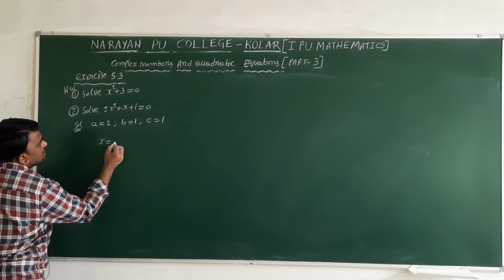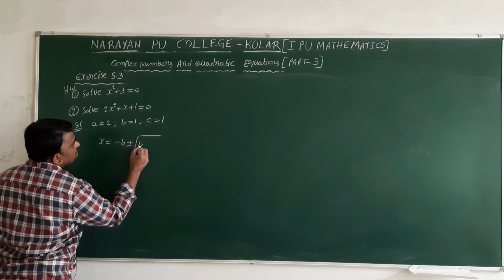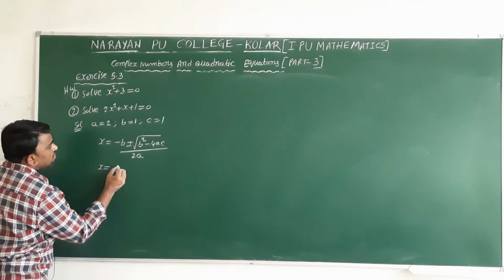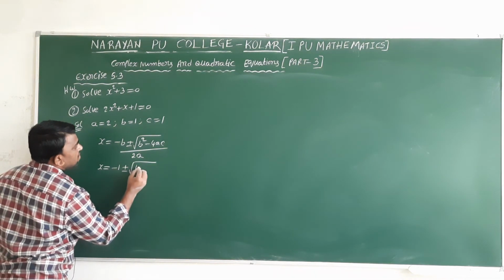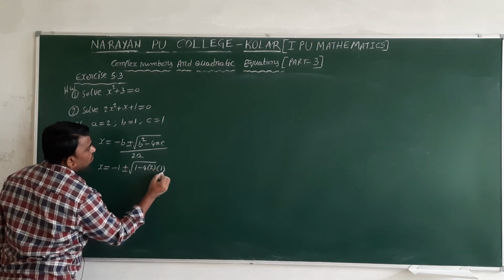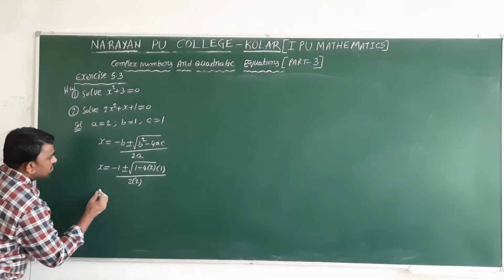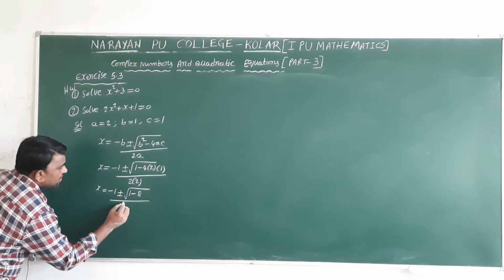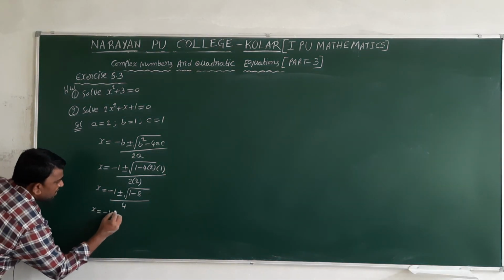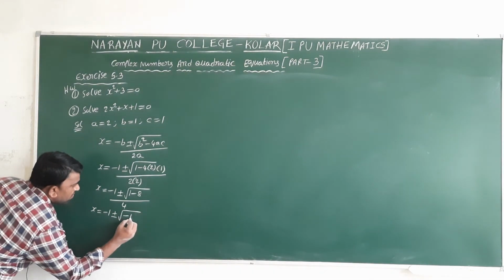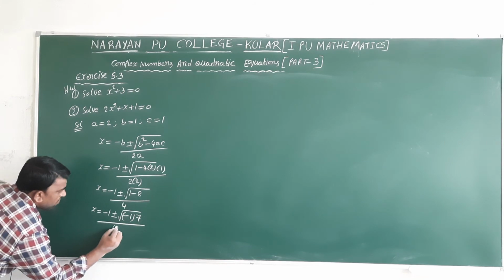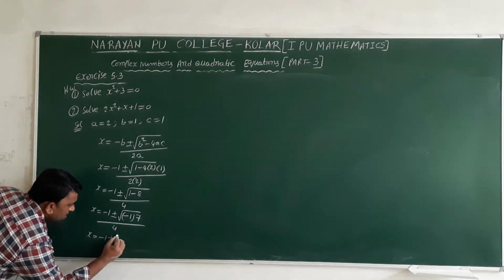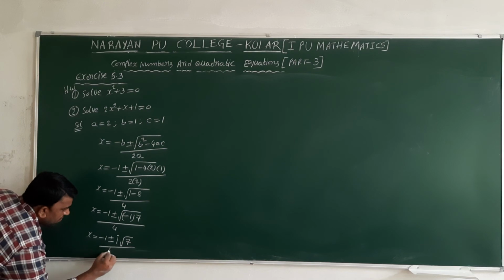So the solutions: x equal to minus b plus or minus square root of b square minus 4ac by 2a. x equal to minus 1 plus or minus square root of b square is 1, minus 4 into 2 into 1, divided by 2 into 2. x equal to minus 1 plus or minus square root of 1 minus 8 divided by 4. x equal to minus 1 plus or minus root of minus 7, we can write minus 1 into 7, divided by 4. x equal to minus 1 plus or minus root minus 1 is nothing but i into root 7 by 4. This is the solution of 2x square plus x plus 1.